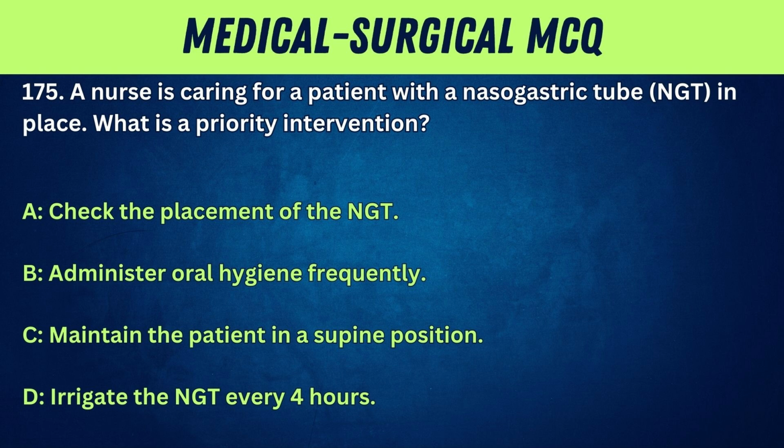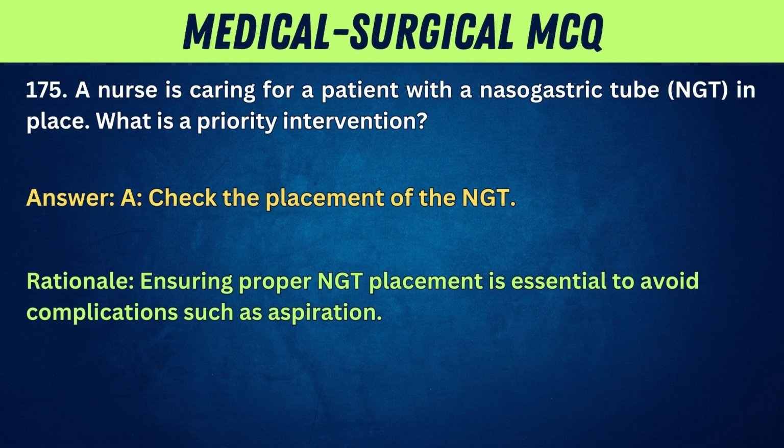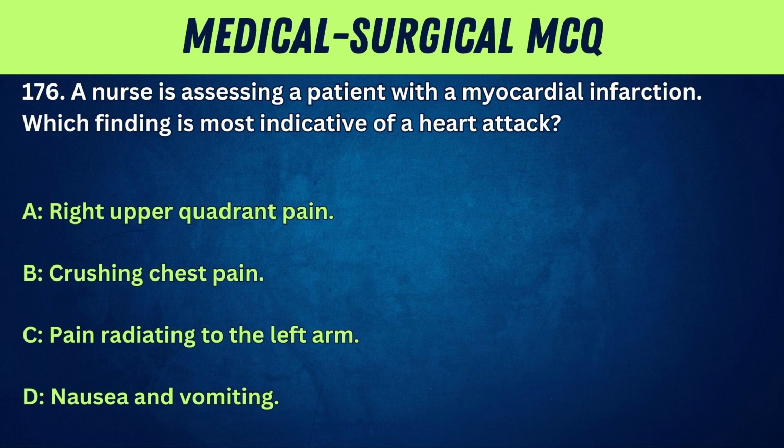What is a priority intervention? A. Check the placement of the NGT. B. Administer oral hygiene frequently. C. Maintain the patient in a supine position. D. Irrigate the NGT every 4 hours. Answer: A. Check the placement of the NGT. Rationale: ensuring proper NGT placement is essential to avoid complications such as aspiration.